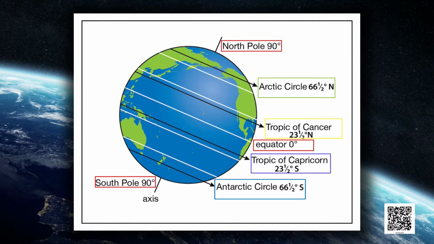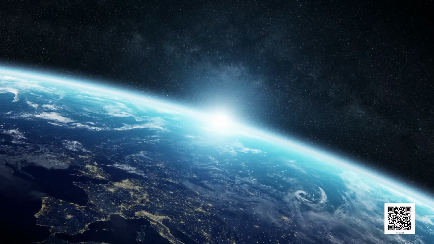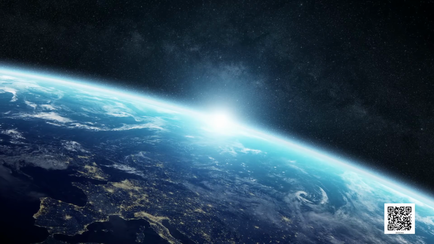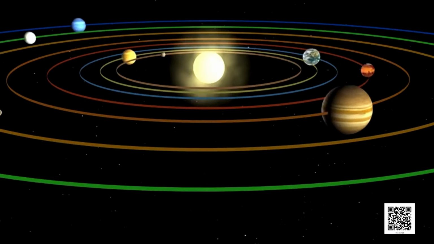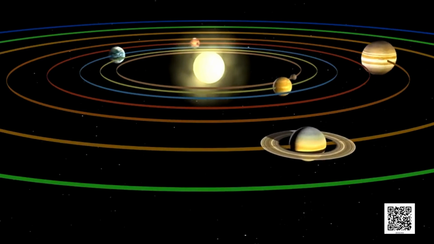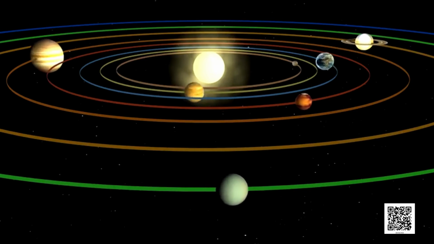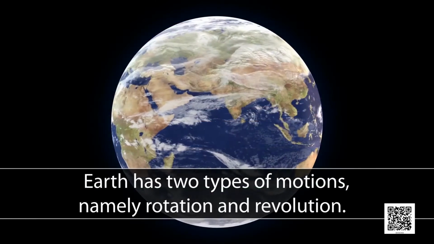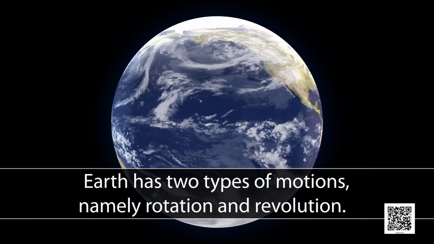Students, now we can easily understand our topic, motion of the Earth. As we discussed earlier, each member of the solar system is revolving around the Sun. Earth is not an exception to it. Rather, it is also rotating on its axis. Or you can say that it has two types of motions.